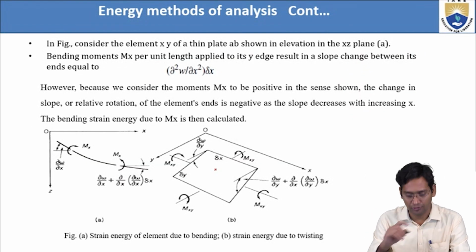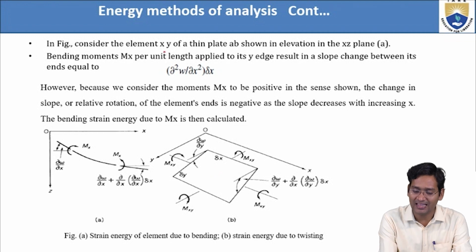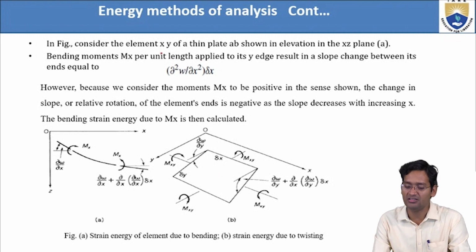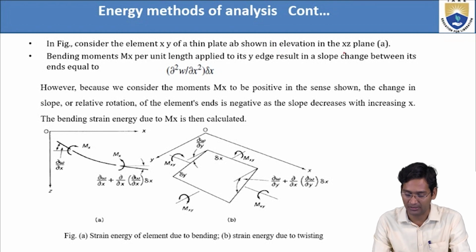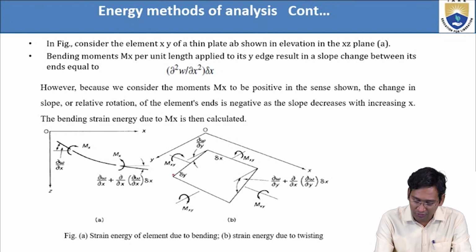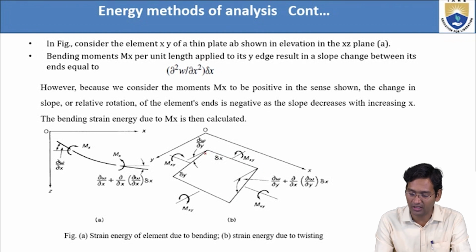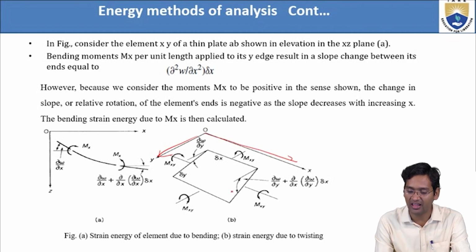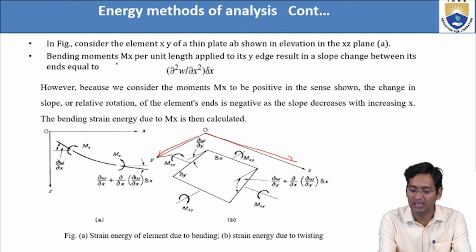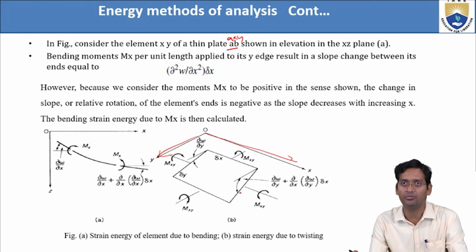So now let's see how to find that. In the figure, consider the element XY of a thin plate as shown in elevation in the XZ plane. So now this plate is there in the XY plane. This is the origin, this is X, this is Y. In the XY plane, this plate has the dimensions A cross B. The plate size is A cross B.